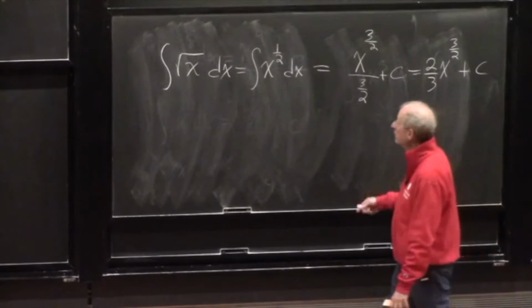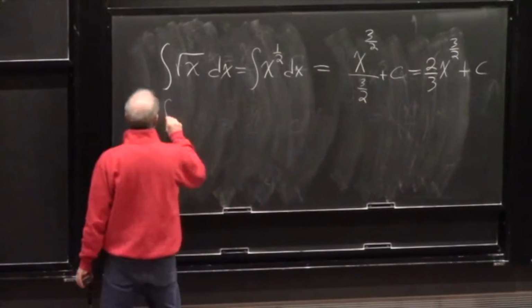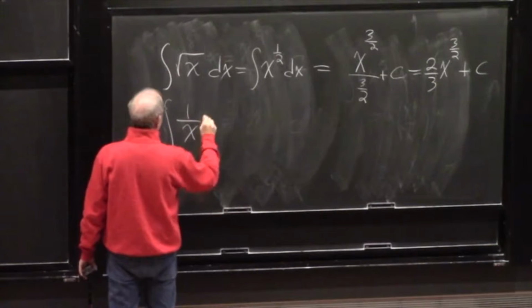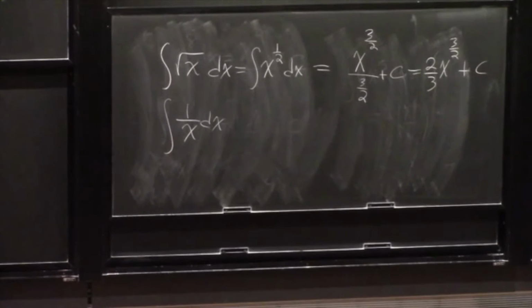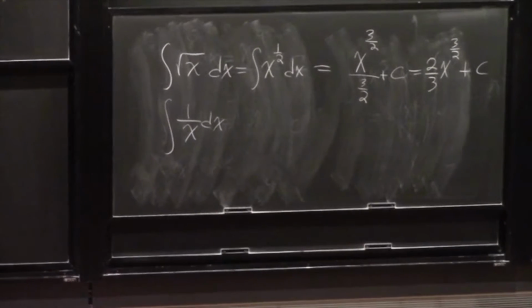Okay. What if I gave you 1 over x? That's x to the negative 1, isn't it? But when you add 1 to the negative 1, what do you get? 0. And then you have to divide by 0. Doesn't make any sense, right? Because you get x to the 0 over 0. So what is it?